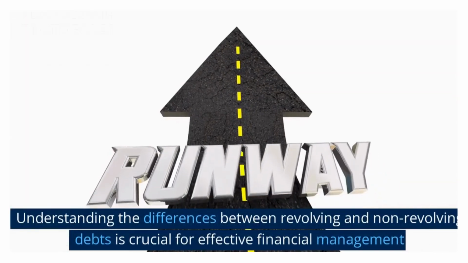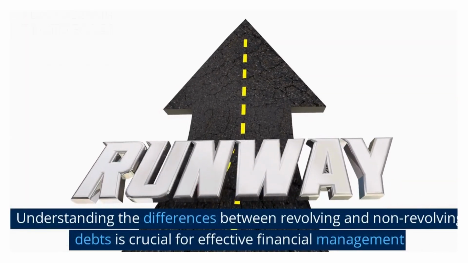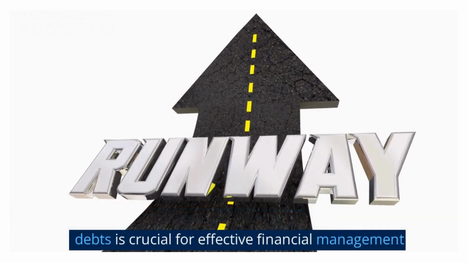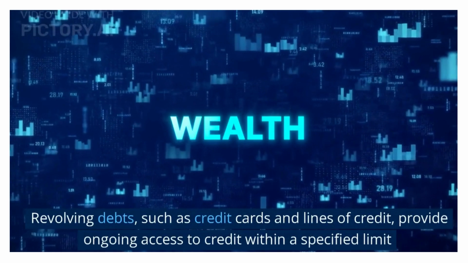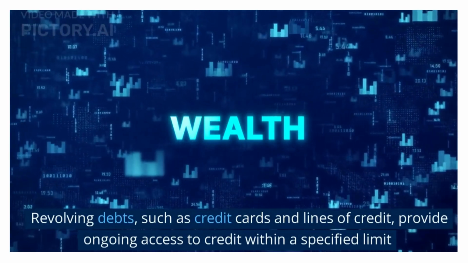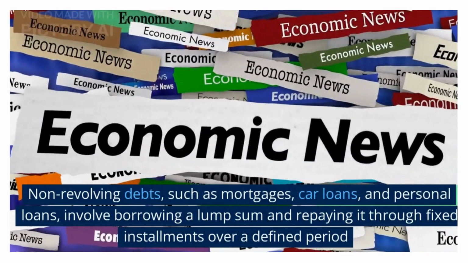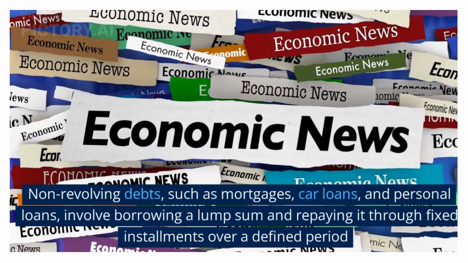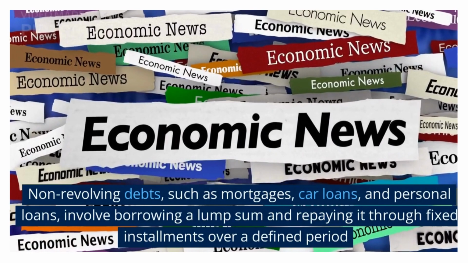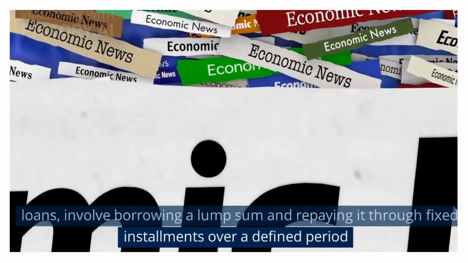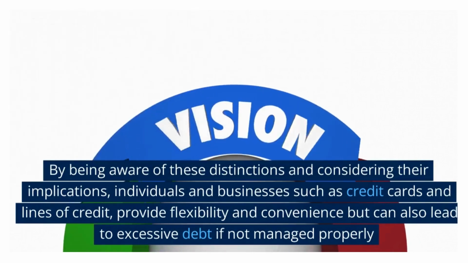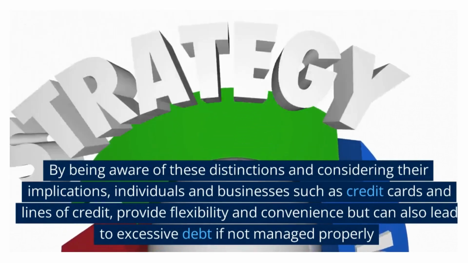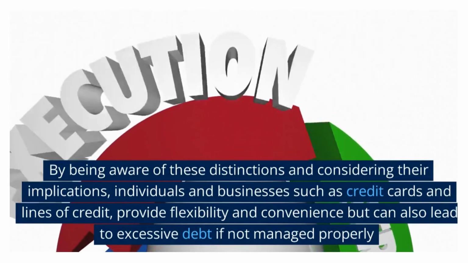Understanding the differences between revolving and non-revolving debts is crucial for effective financial management. Revolving debts, such as credit cards and lines of credit, provide ongoing access to credit within a specified limit. Non-revolving debts, such as mortgages, car loans, and personal loans, involve borrowing a lump sum and repaying it through fixed installments over a defined period. By being aware of these distinctions and considering their implications, individuals and businesses can make better decisions.